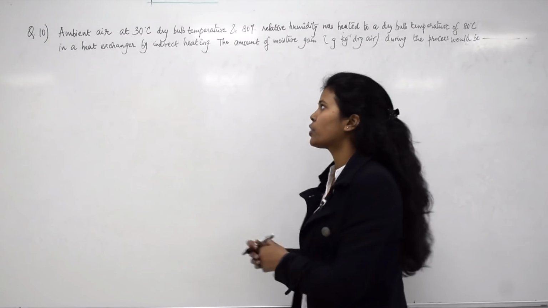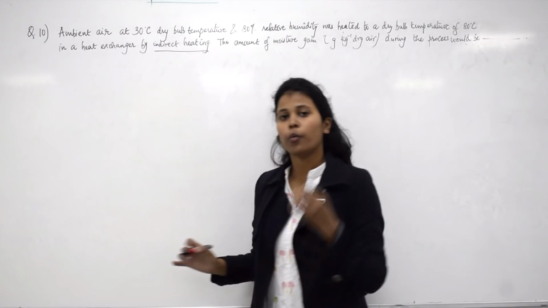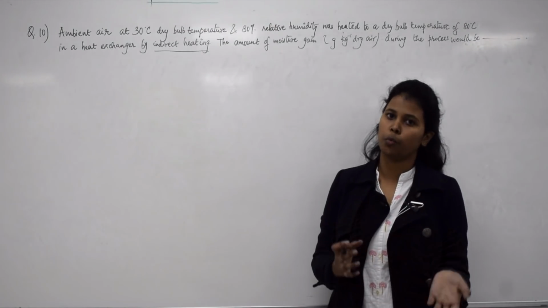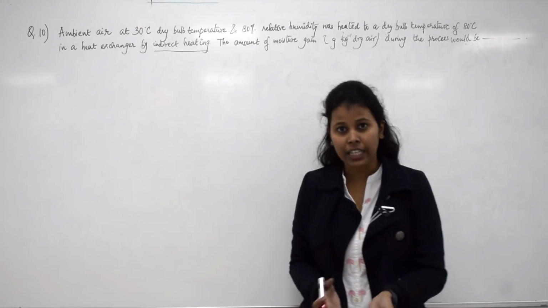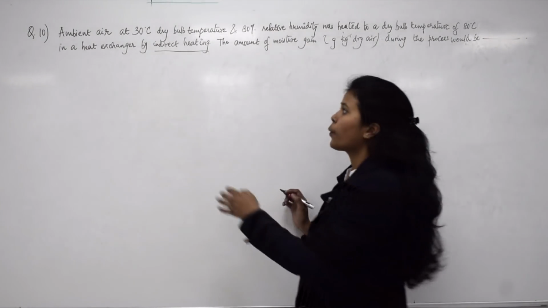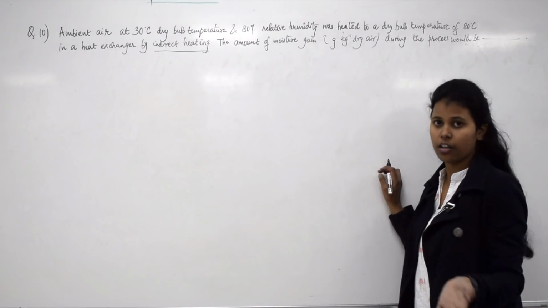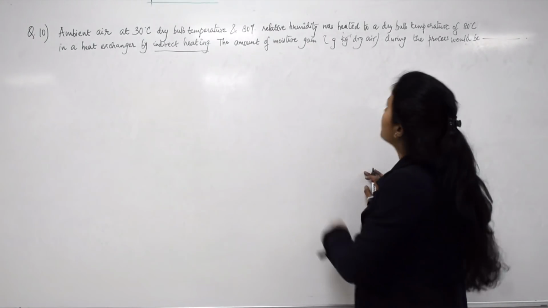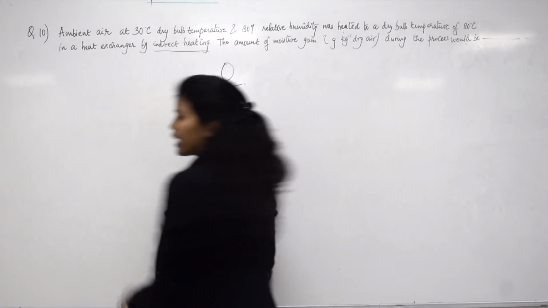Now the point to be noted here is that the air is being heated by indirect heating, and we must be knowing that in indirect heating there is no change in the absolute humidity. The initial and the final humidity remains the same, which indicates that there is no gain of moisture during that process. So the question was also asking about the gain in the moisture content of that air during that heating process. But as there is no gain in the moisture, the answer of this question is 0. There is no gain in the moisture.